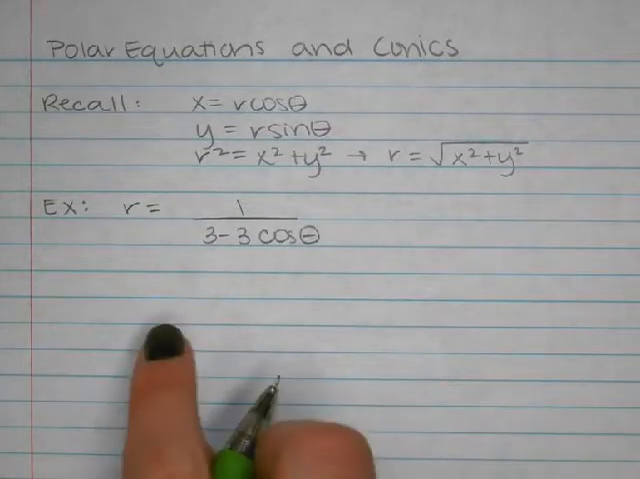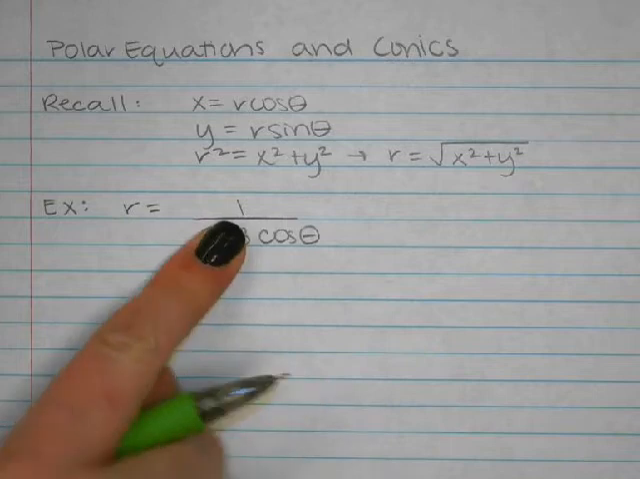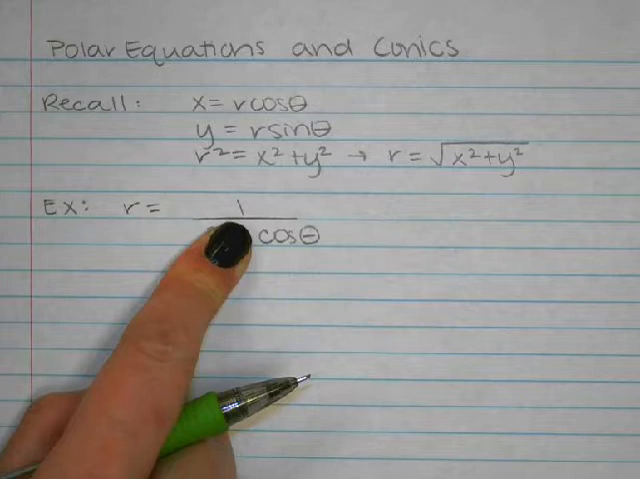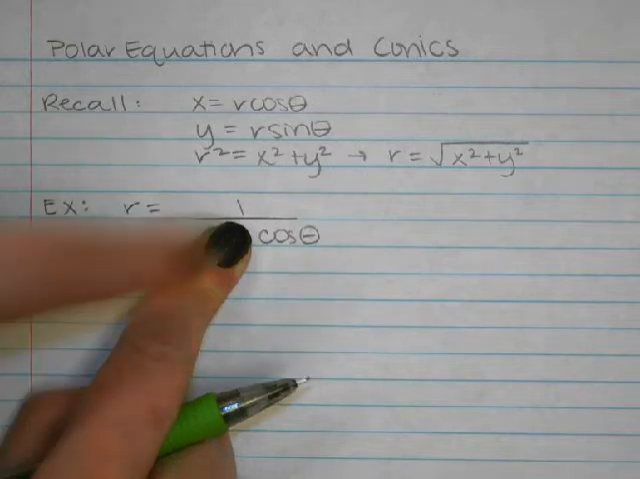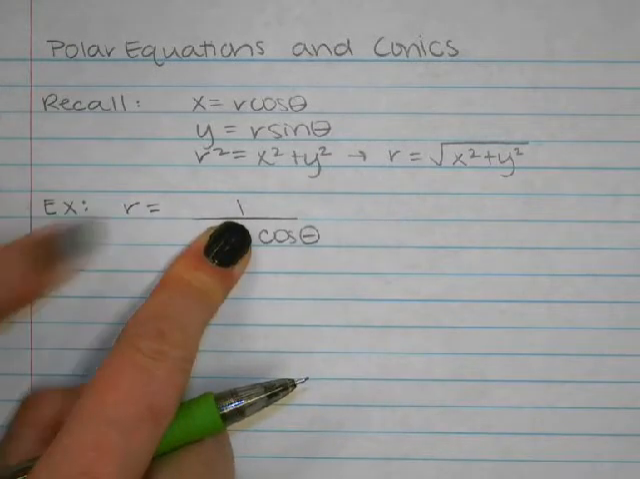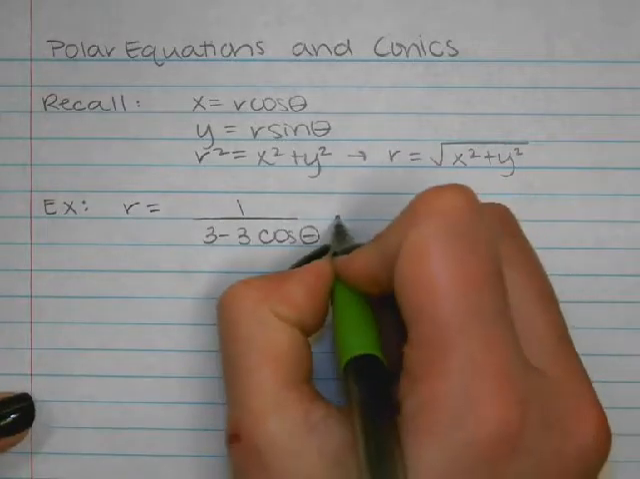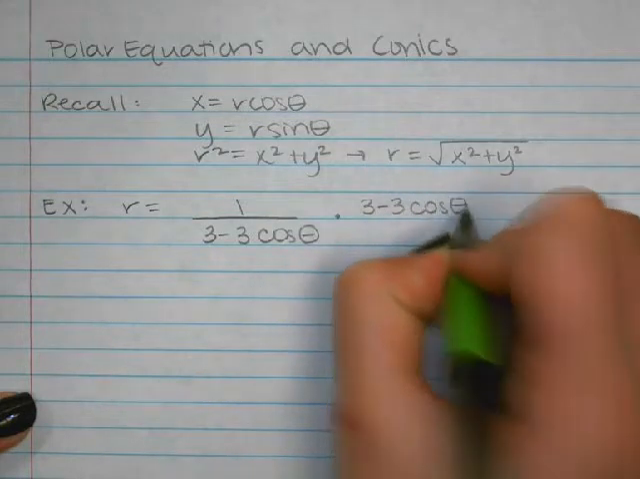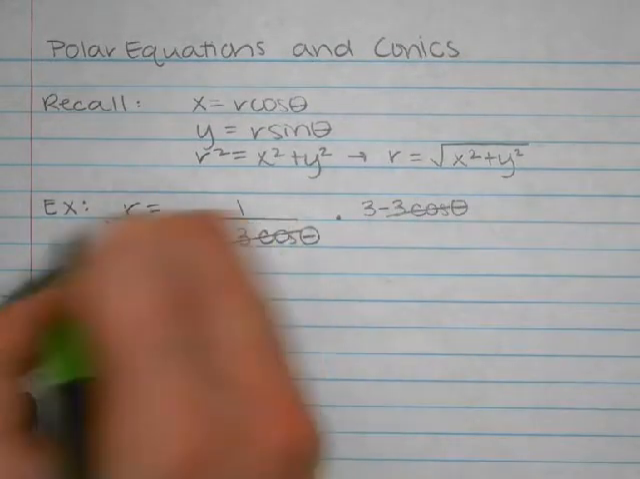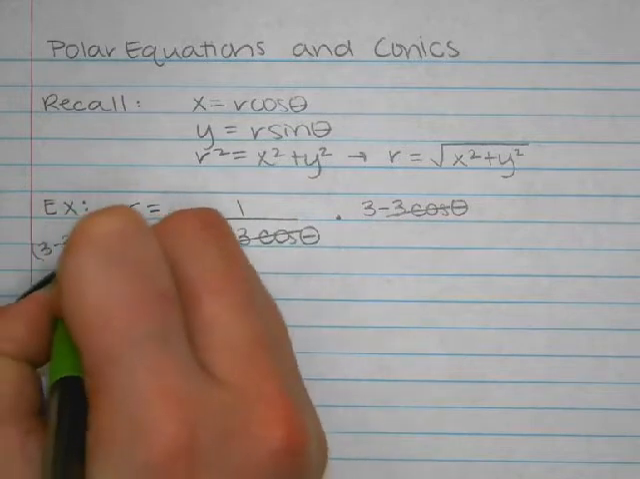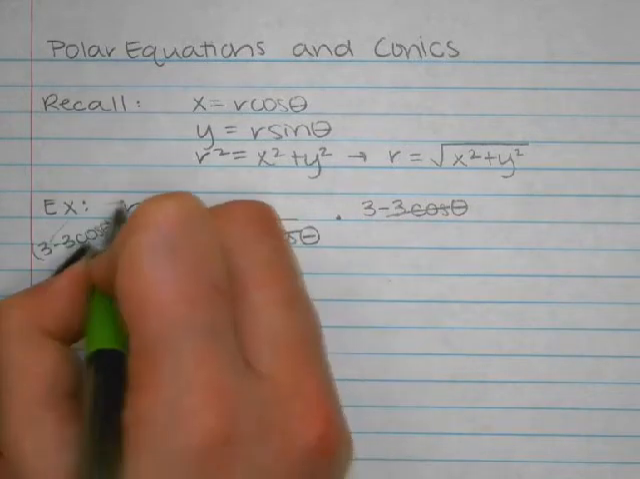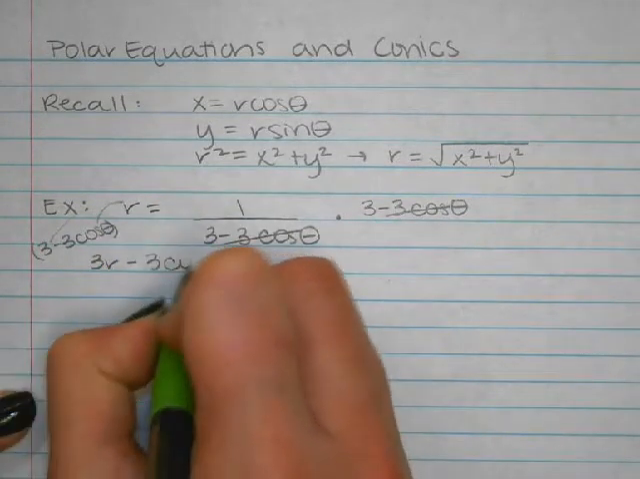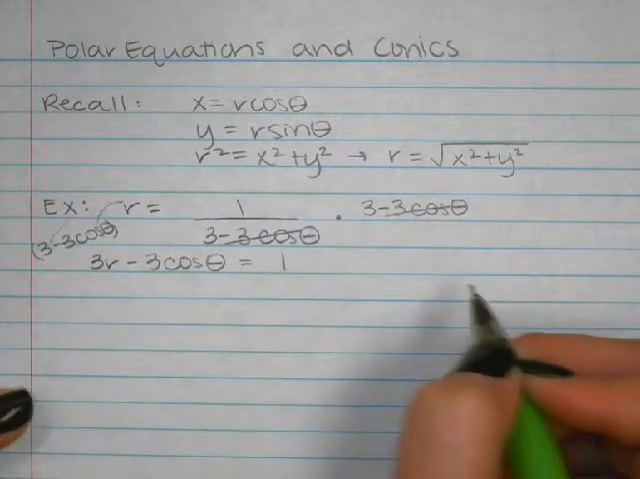So the first thing we're going to do is treat this kind of like the equations we had where it was like 1 over cos. We knew that to get it into something that we could substitute, we had to take what was on the bottom and multiply it to the other side. So we're still going to start with that step. We just have a little bit more going on in this denominator. So those cancel, and I'm going to go ahead and multiply that over here. So that r is going to distribute, and that gives us 3r minus 3 cos theta equals 1.